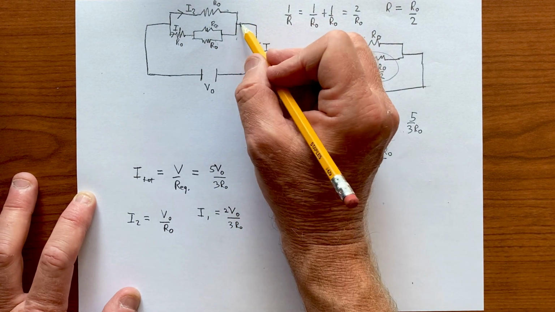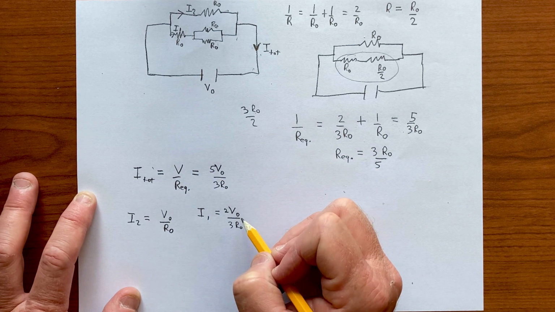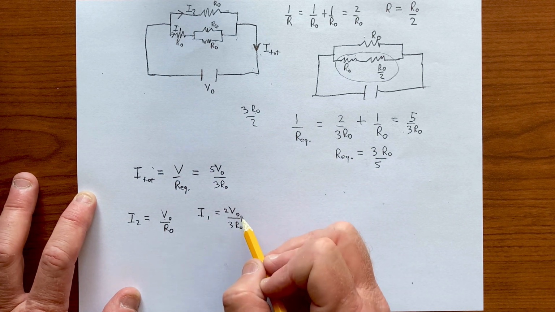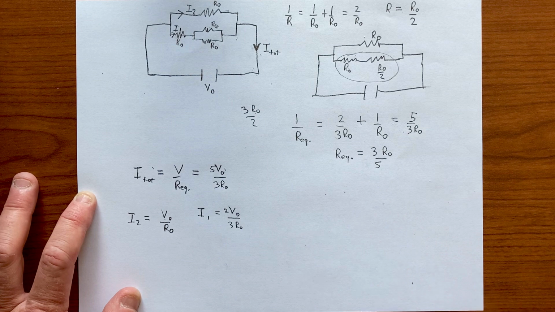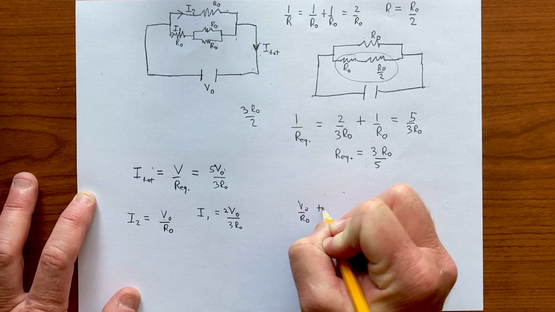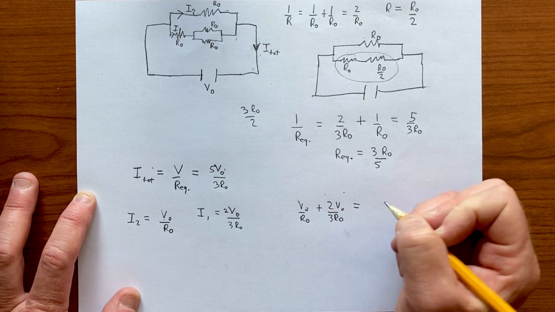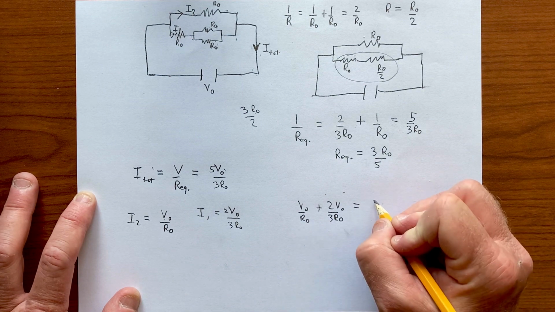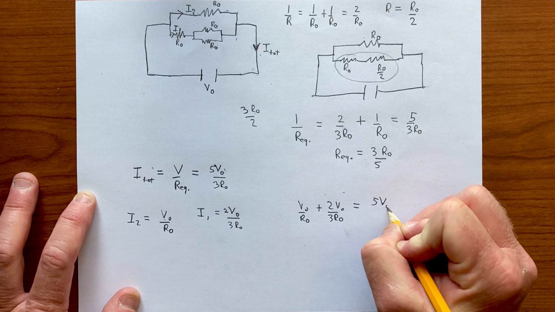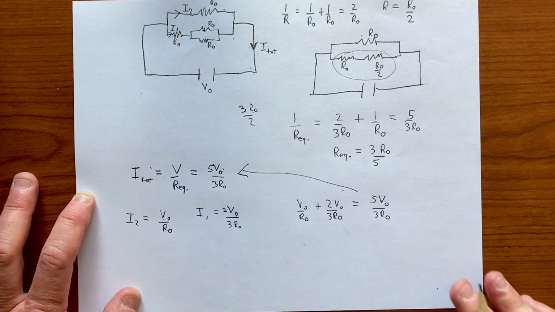Of course, they have to add up to give us this. This plus this has to give us this, and that in fact is the case. So V naught over R naught plus 2 V naught over 3 R naught is 5 V naught over 3 R naught. So that's compatible with that.